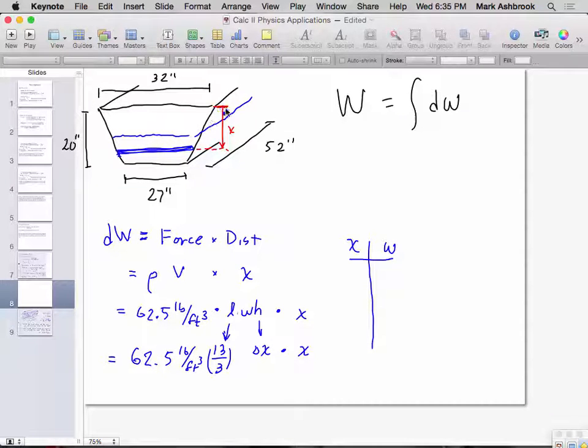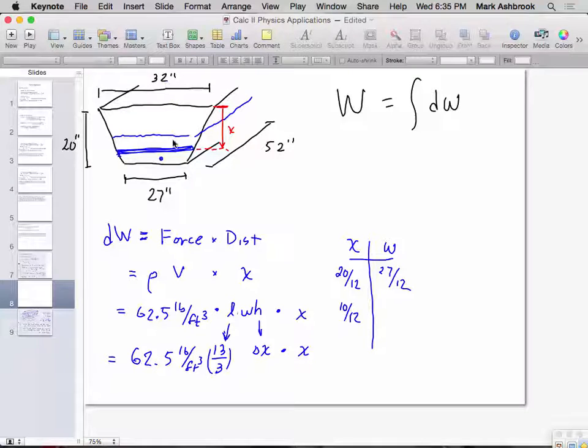So when x is the full 20 inches, which is 20/12, what's the width? 27/12. There's one ordered pair. Given an x of 20/12 feet, the width should be 27/12 feet. And then what else do we have? We know that when x is 10/12 feet, what should the width be?